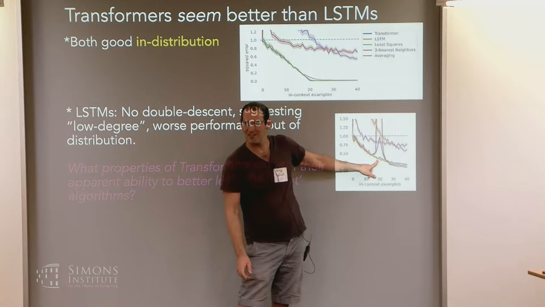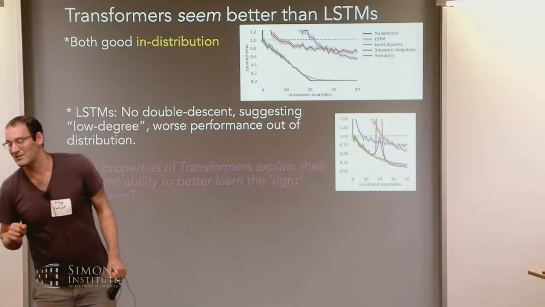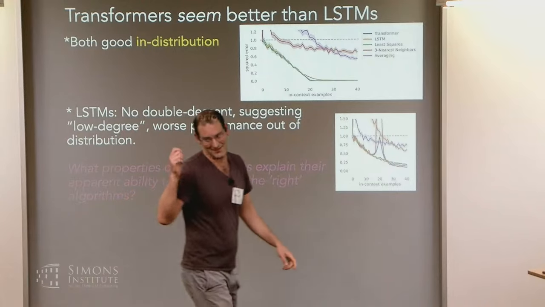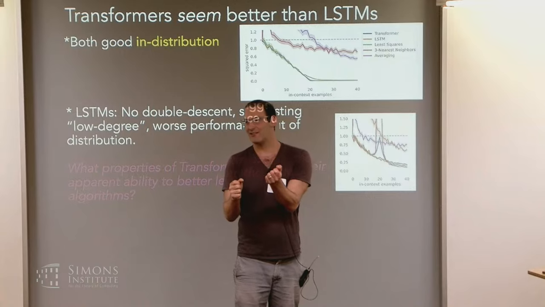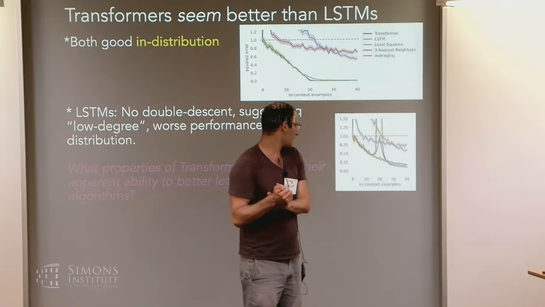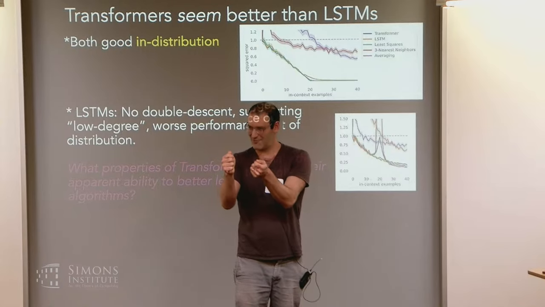LSTMs aren't. Did these transformers have positional encoding? Do they have what? Positional? Yeah. So these are the same trained positional encodings. It's kind of a proxy for dimensionality. This is more just to associate which label goes with which example.